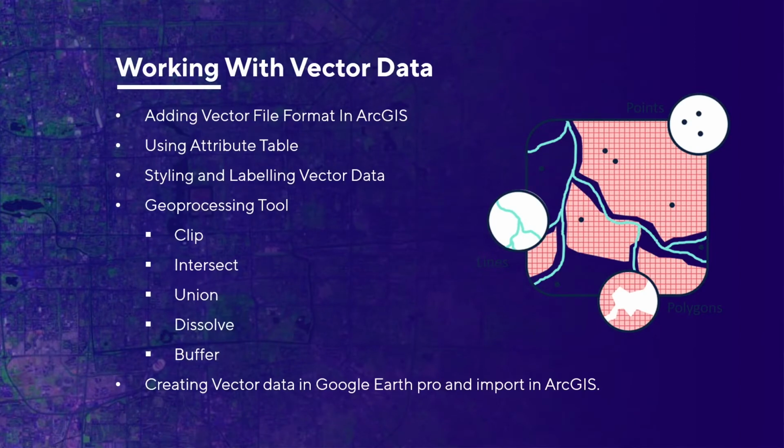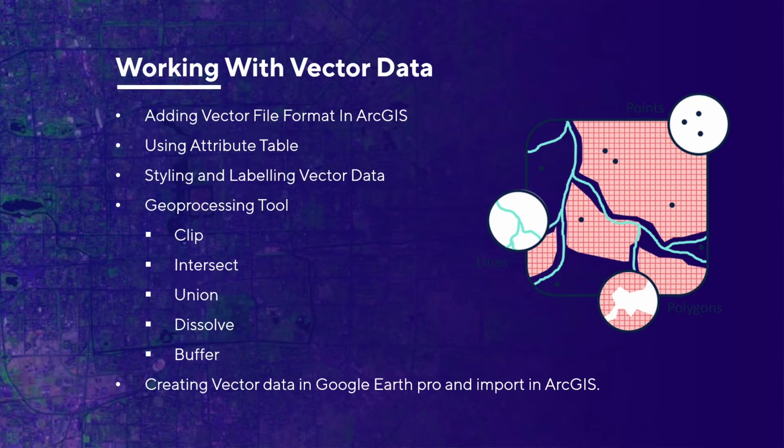After the interface introduction, we'll be working with vector data. At first we'll learn how to insert vector data in our ArcMap map view, and inside ArcMap we'll be learning about the attribute table. Inside the attribute table we'll learn about the various spatial and non-spatial data of our given data, and then we'll learn about styling and labeling the vector data. We'll give different symbology and use the labeling features available in GIS software.